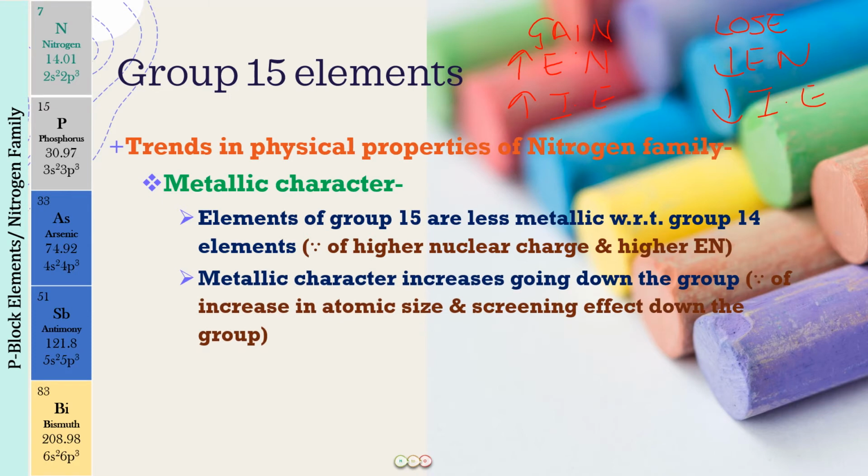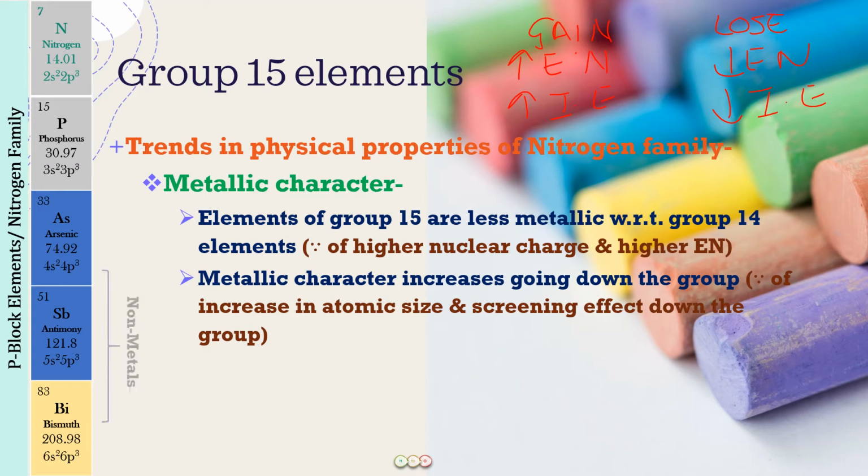Now what happens in a group? The metallic properties are going to increase going down the group. Why? Because the atomic size is going to increase, and the screening effect is going to increase down the group. As a net total, we know that the atomic size increases. When the atomic size increases, the ionization enthalpy decreases, the electronegativity decreases, right? So both of these are decreasing. This means that the elements are moving towards a tendency to lose electrons and hence moving towards a tendency of a metallic character.